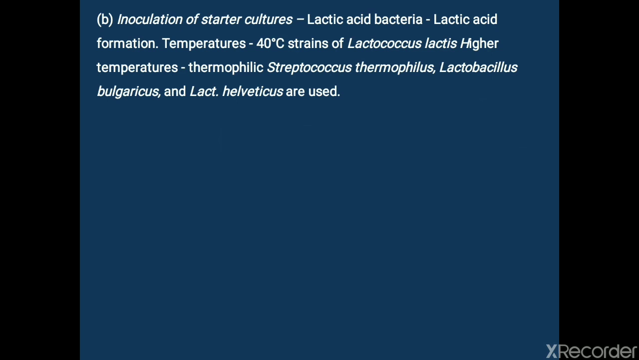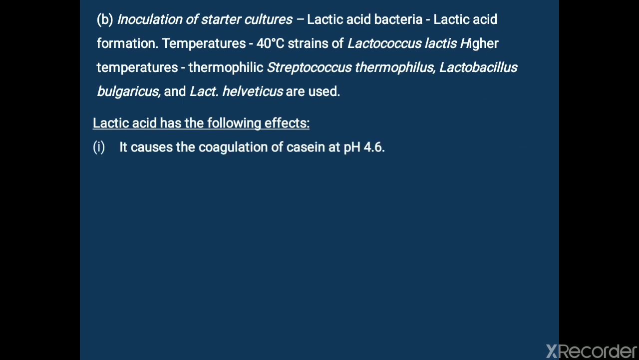For example, 40 degrees Celsius temperature is better for Lactococcus lactis, whereas a little higher temperature is favorable for the thermophilic lactic acid bacteria such as Streptococcus thermophilus, Lactobacillus bulgaricus, and Lactobacillus helveticus. Lactic acid bacteria in this cheese making process has the following effects.